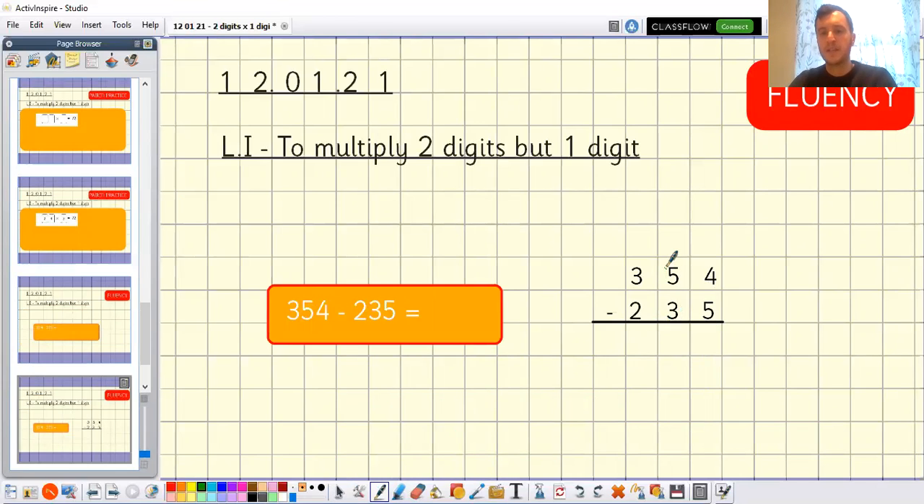I know I need to take one of my 10s. So if I take 1 10 away, I've only got 4 10s left. And that creates 10 extra ones. So now I have 14 ones. And I can do 14 take away 5, which equals 9. 4 take away 3, which equals 1. And 3 take away 2, which equals 1. So this question is equal to 119.